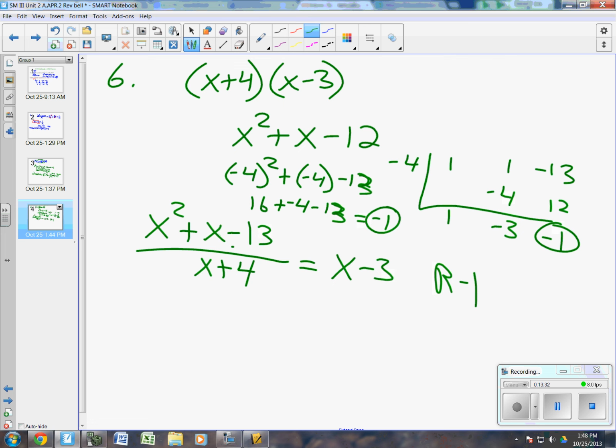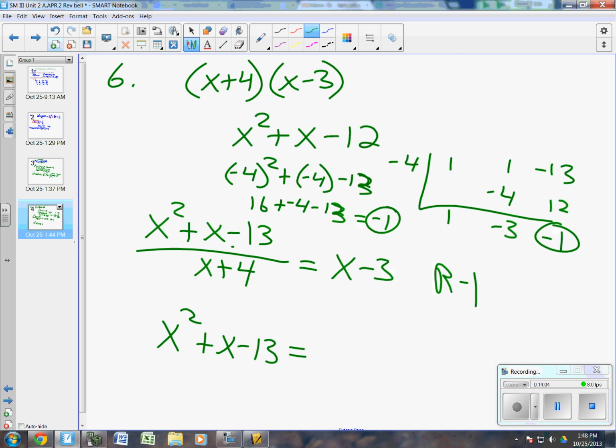Okay, so it wants us to write this in the form of the q of x. Oh, what is it? Number 6. What is the remainder when x squared plus x minus 13 is divided by x plus 4? Oh, the remainder is negative 1. Okay, so in number 7 it says rewrite x squared plus x minus 13 in the form of the quotient.